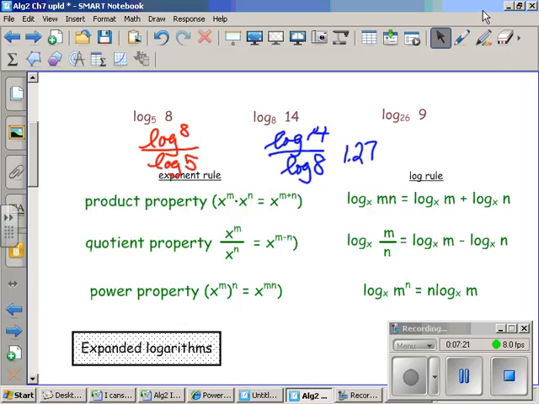Okay, the next one, the power rule. When you raise a power to a power, you multiply exponents. Same thing here, we're going to multiply. Remember, logs are exponents. We're multiplying these two exponents. We're taking the n from the exponent and bringing it out front. So it's n times log base x of m.